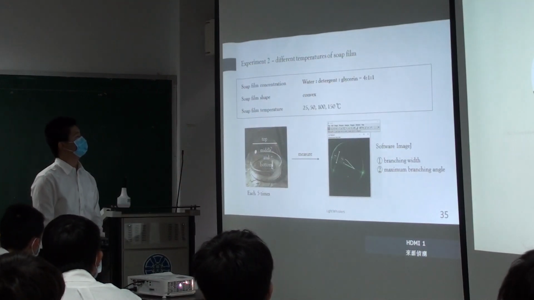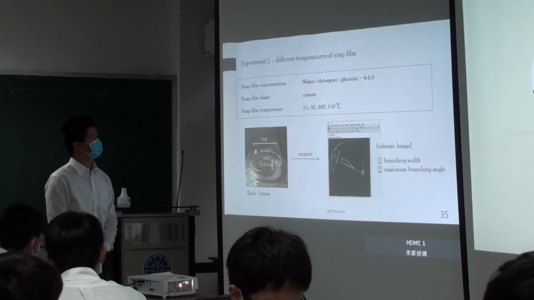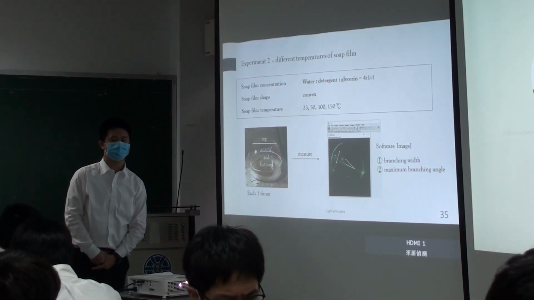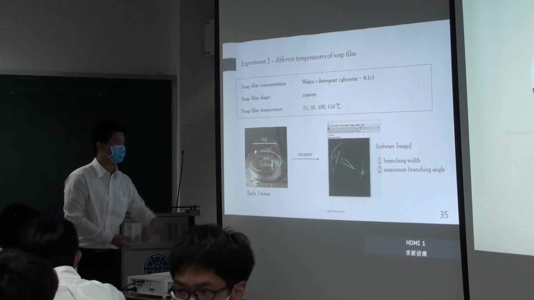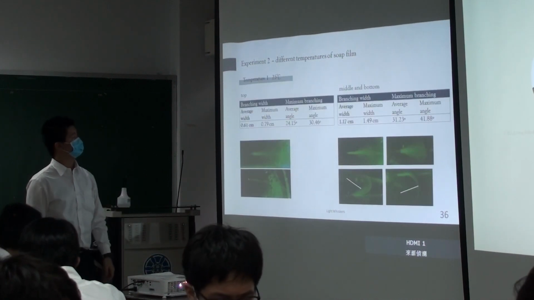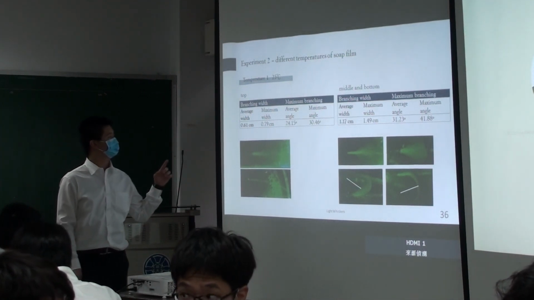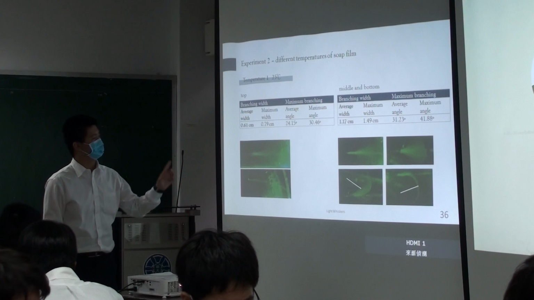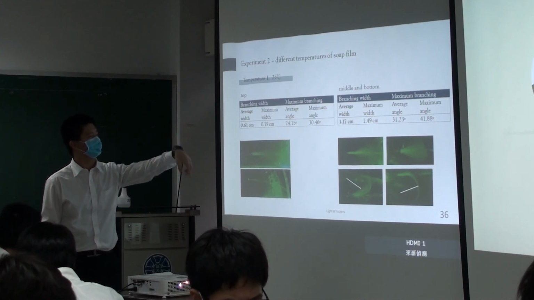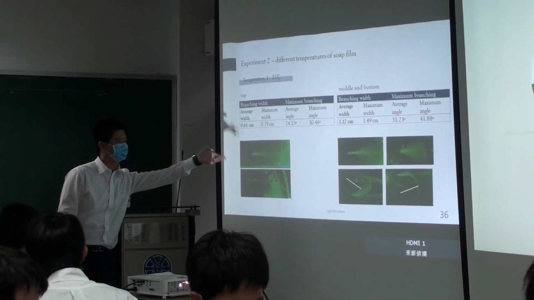Now, experiment 2, different temperatures of soap film. We use 25, 50, 100, and 150 degrees Celsius. That's what the heating plate is for. And then we analyze everything 5 times. The maximum branching angle is 30.46 degrees, and then the maximum branching angle right there is 41.88 degrees, and you can see these pictures for yourself.